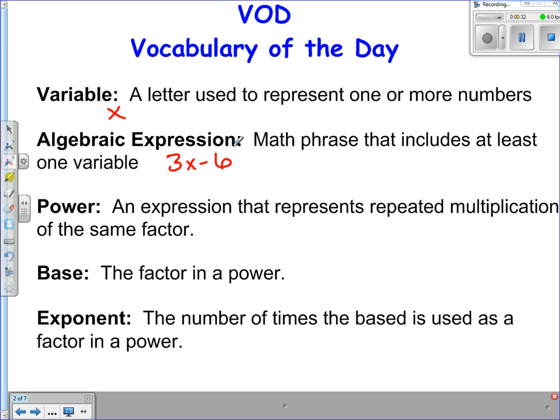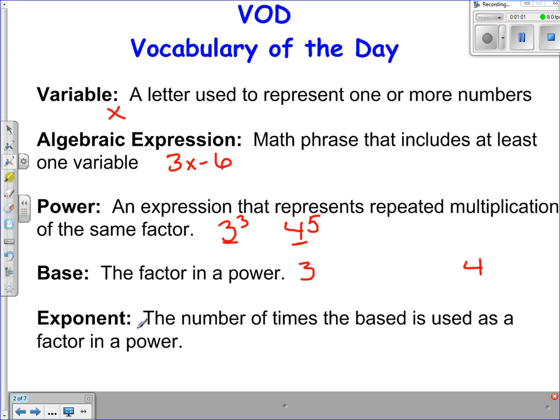The third word is power. Power is an expression that represents repeated multiplication of the same factor. An example of that would be 3 to the third power. Actually, I'm going to do a different example. Let's go with 4 to the fifth power. So the base number in this example is the factor in the power. In the example here, my base is going to be 4. In the example here, my base is going to be 3.